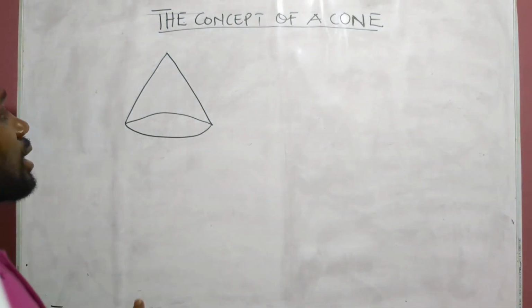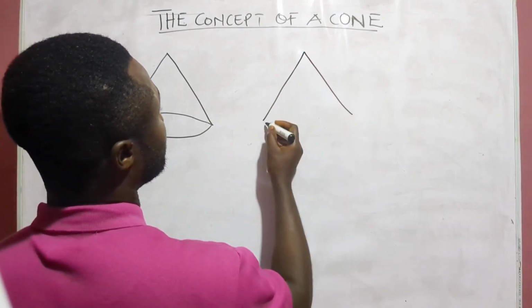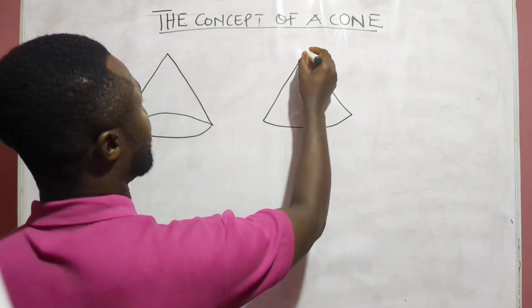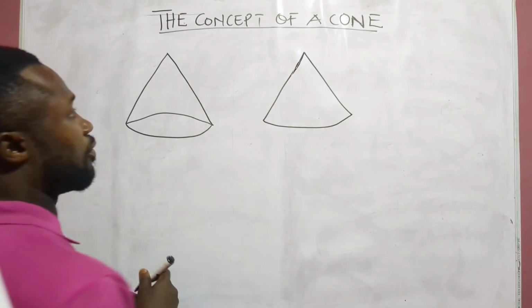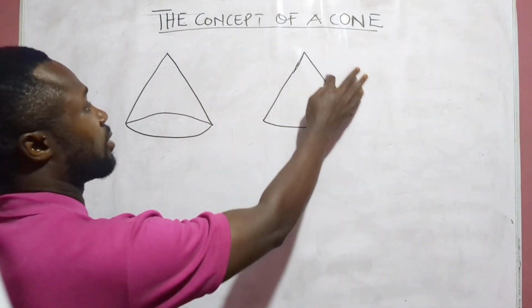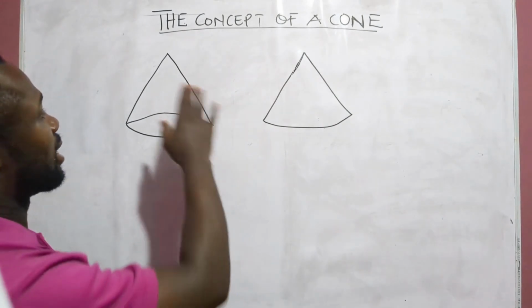When you look at how a cone is actually formed, a cone is formed from a sector. So when you fold a sector, and the radii of the sector come together, they form a cone.